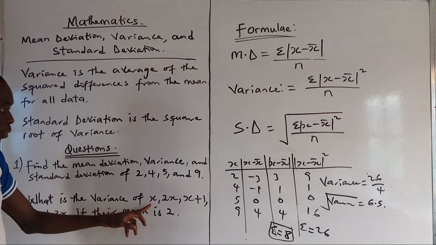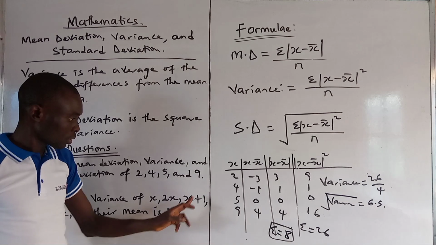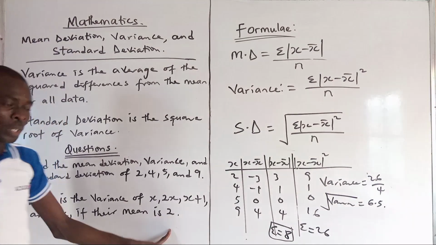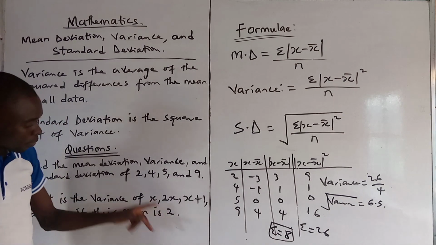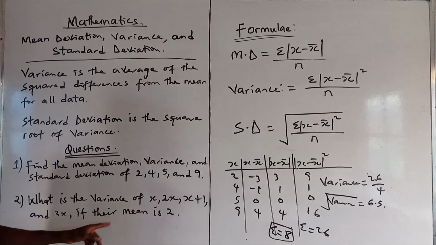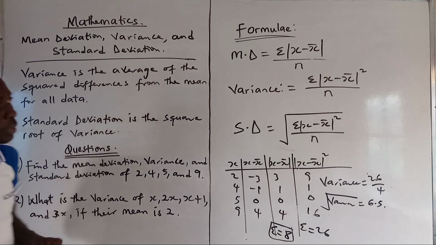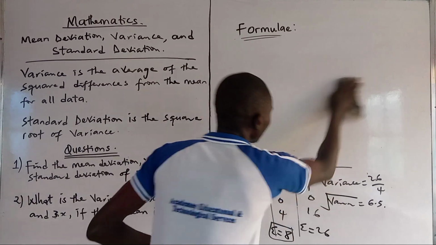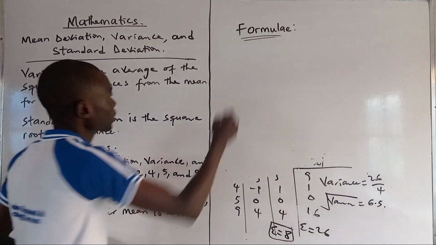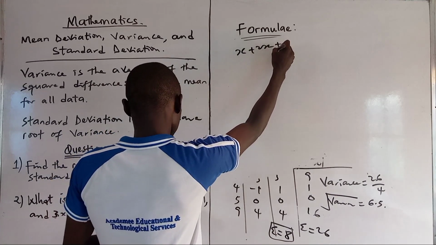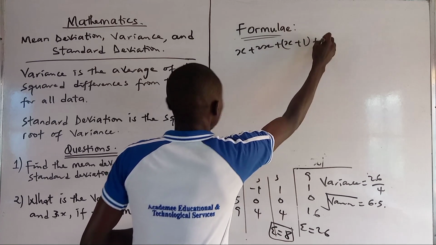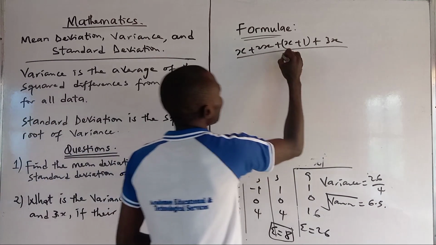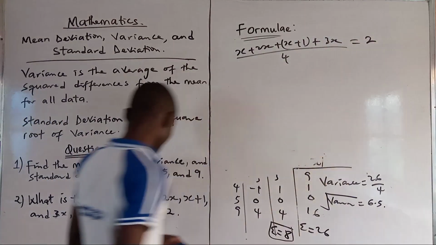In the second question, what is the variance of the given data x, 2x, x plus 1, and 3x, if their mean is 2? So they have calculated the mean and gave us 2. We only need to know the value of x so that we can easily operate. To find x, you add all the given data, x plus 2x plus x plus 1 plus 3x, all over 4 of them, equals the mean, which is 2.